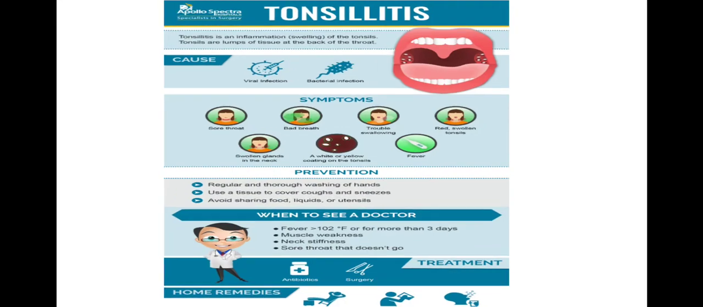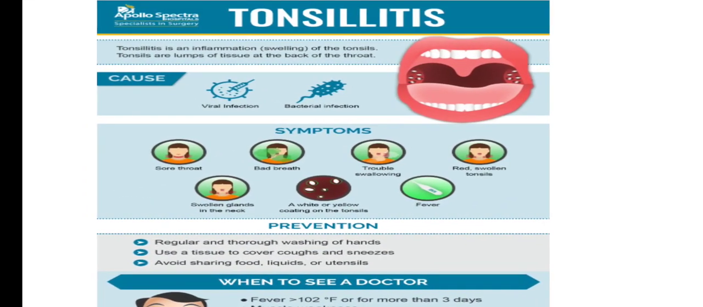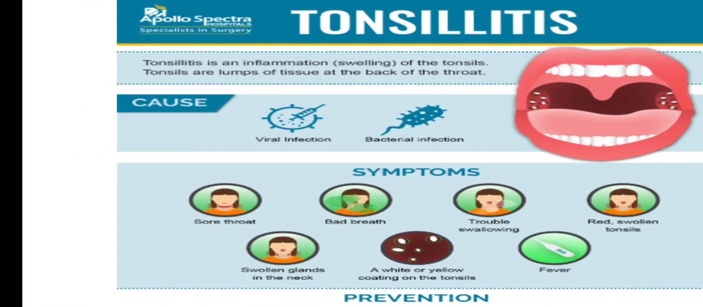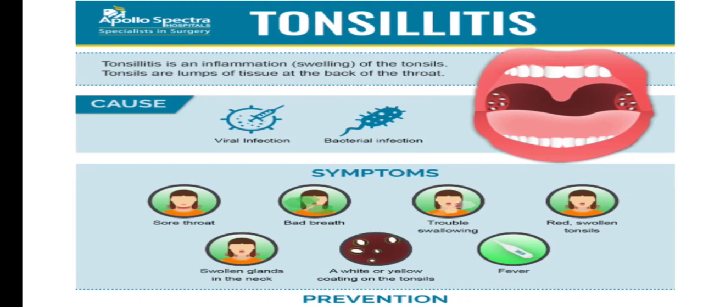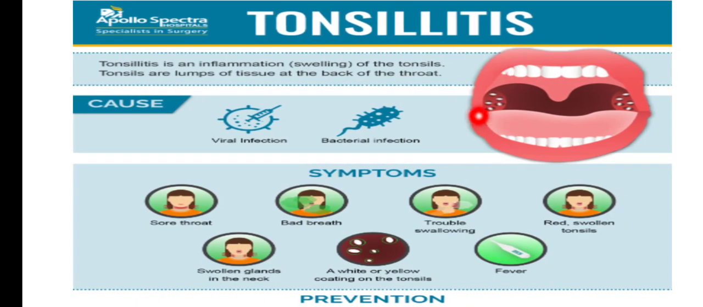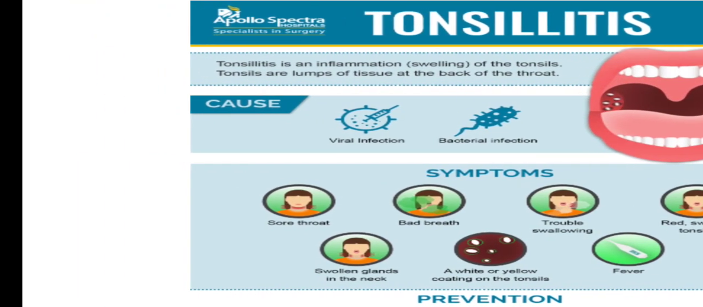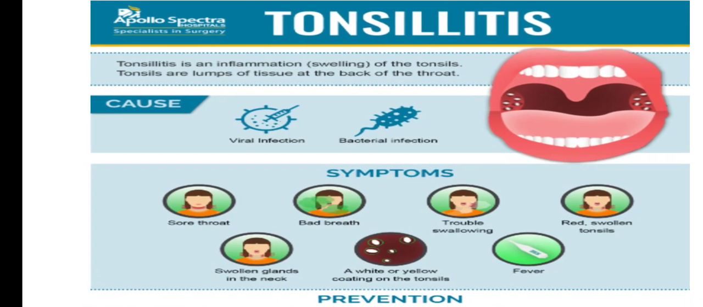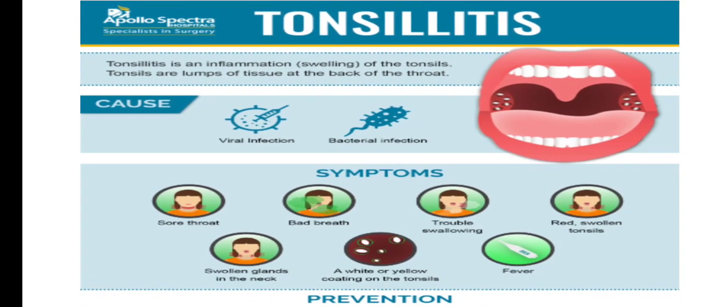Now the next one is tonsillitis, a very famous mouth disorder. It's actually about the tonsils. Tonsillitis is an inflammation of the tonsils. Tonsils are lumps of tissue at the back of the throat.